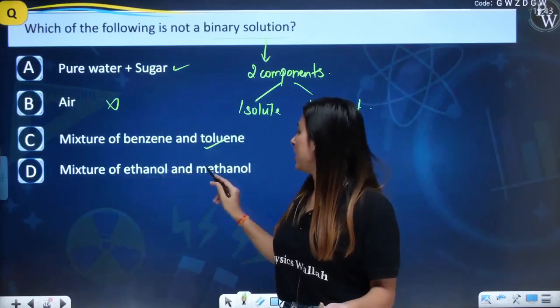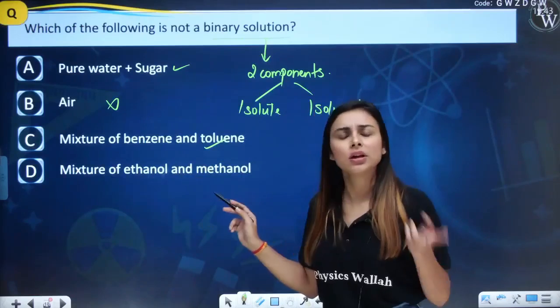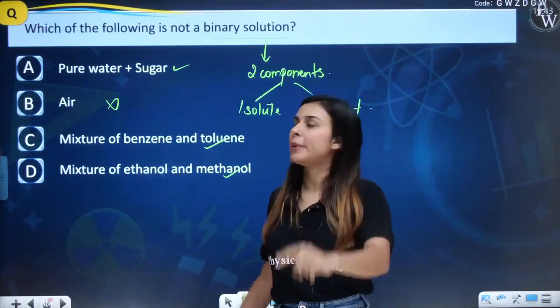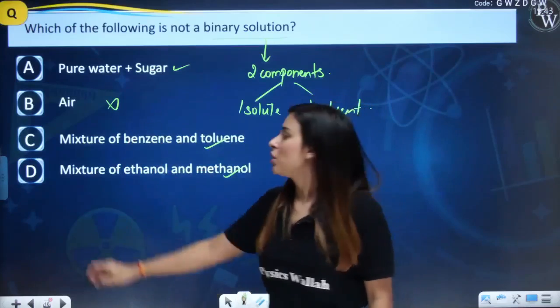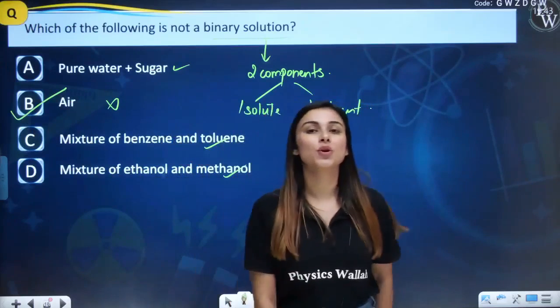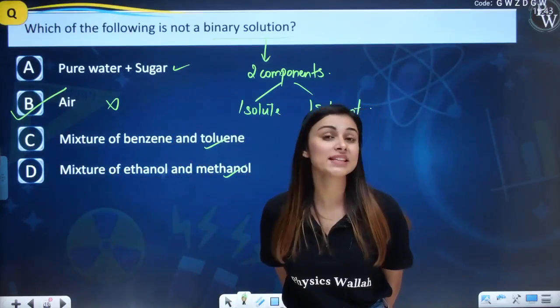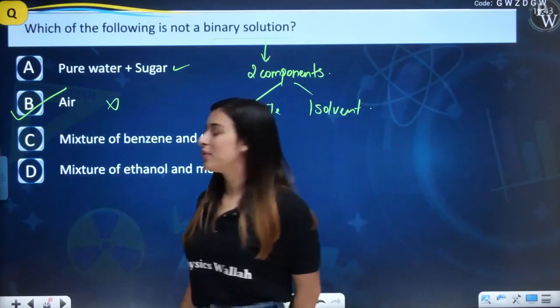You have ethanol and you have methanol. Mixture of ethanol and methanol, again ma'am, two components. So it is also a binary solution. Only one solution is not a binary solution, and that is your air. So option B will be your correct answer, right? Yes. So this is how you are going to solve these questions. Let's move forward, my dear students.